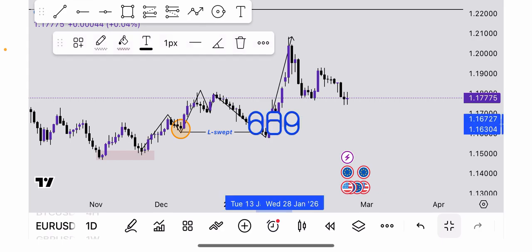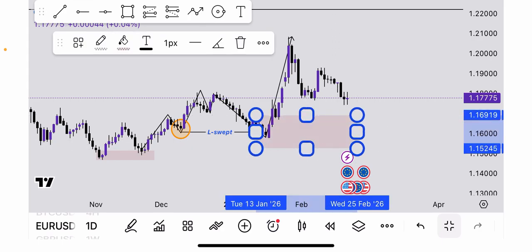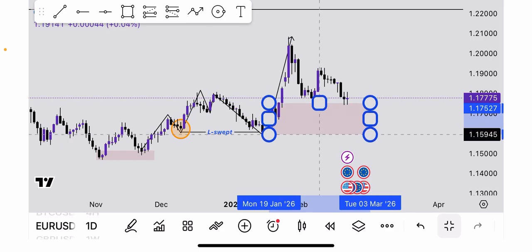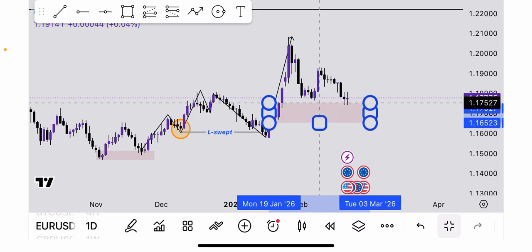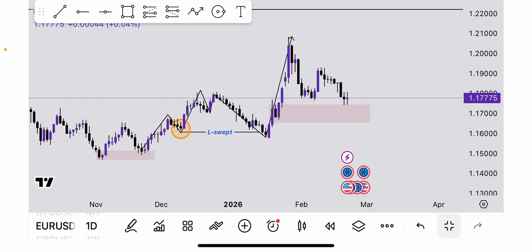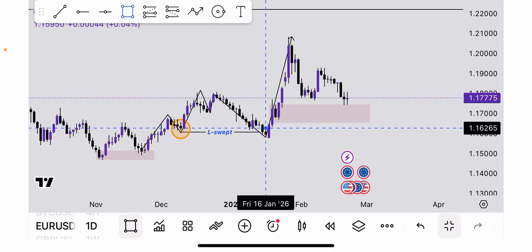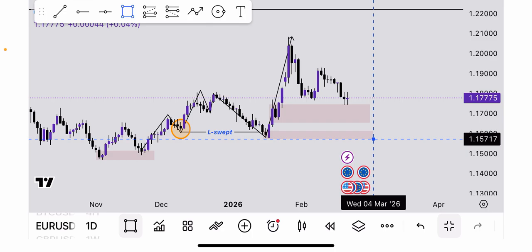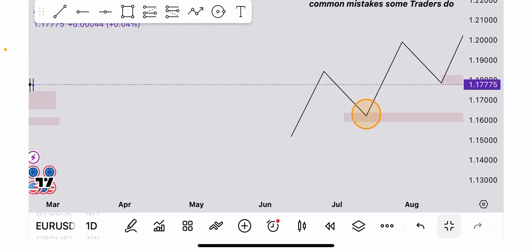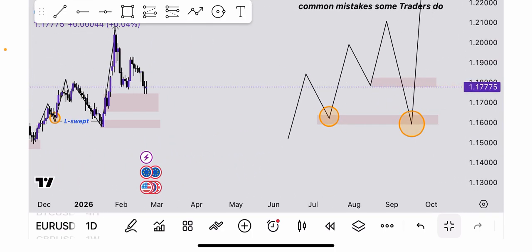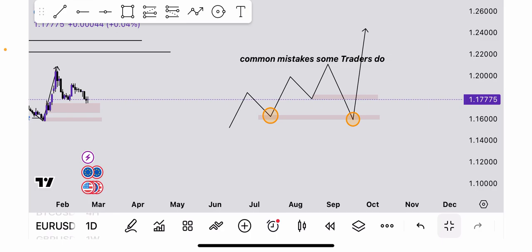This is the first liquidity, here is the first liquidity. And this is the second liquidity, this zone, this place is where we have the second liquidity. Exactly what I showed you here.